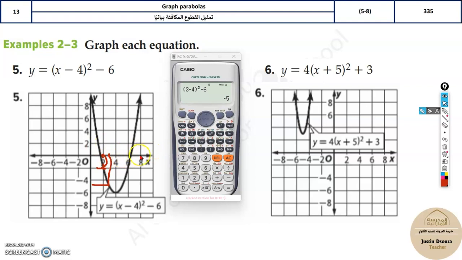Take any point in the graph. If you want, even I can take 8. So put instead of x 8, and what is the answer? 10. So you can see it would be 10, 8, 10. So that's the thing. Same over here. It's just the equation is different.